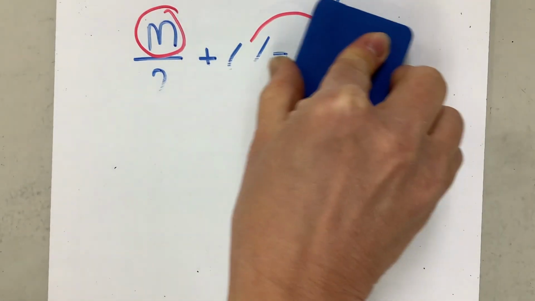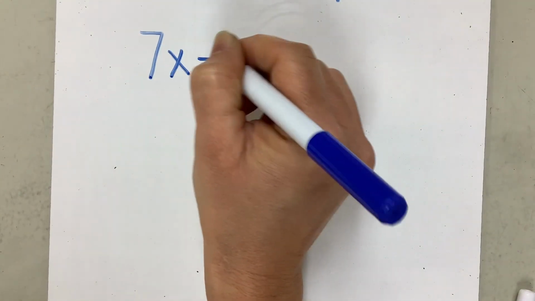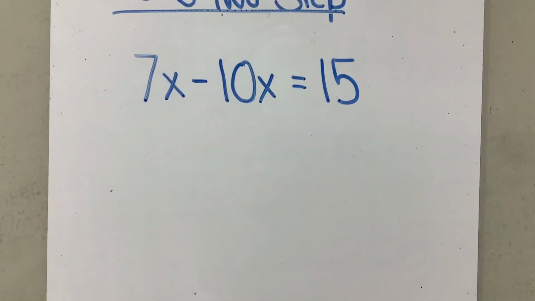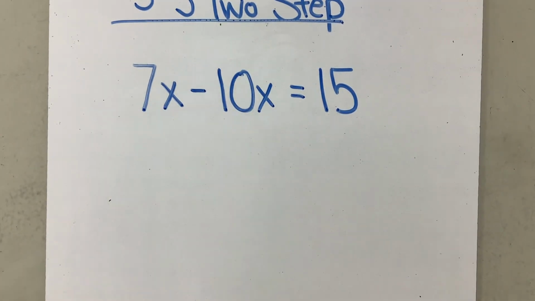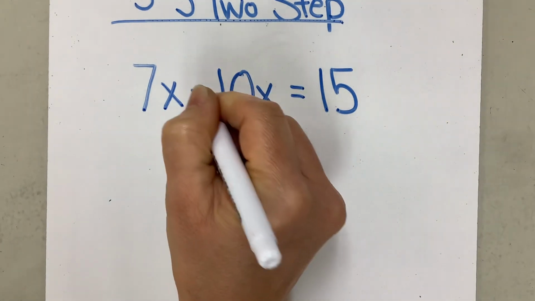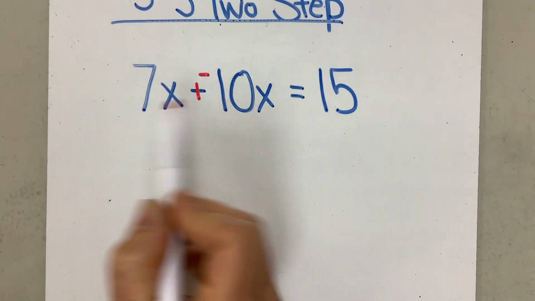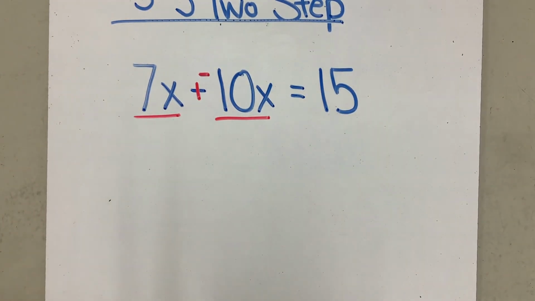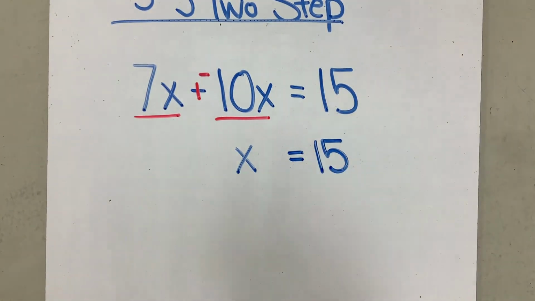Sometimes, though, we might have something a little bit different where we have to simplify first, such as this problem. 7x minus 10x equals 15. In this problem, I need to simplify these first because these are like terms. Since they are like terms, they can go together. I can change that minus into plus a negative if you need to. These both are x terms, so I'm going to combine these two terms into one term. So I'm going to combine them so that there's an x, and it's still going to equal that 15.